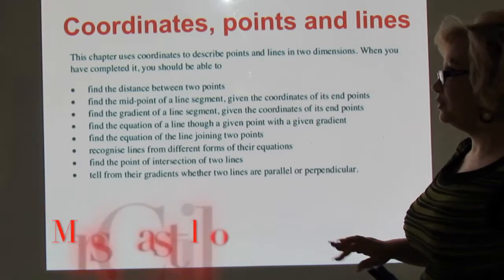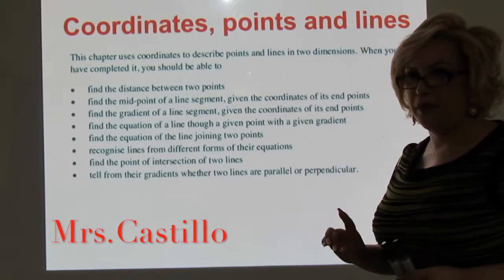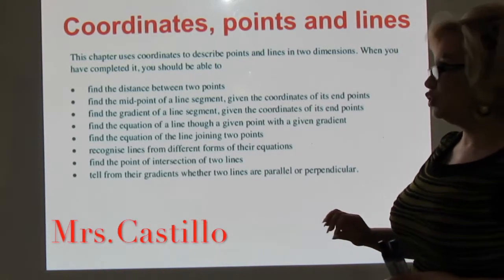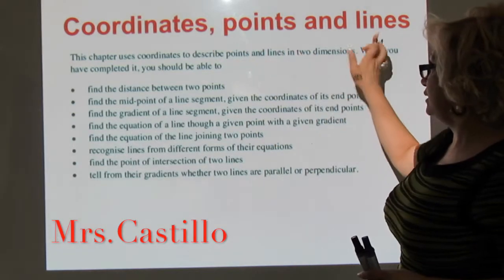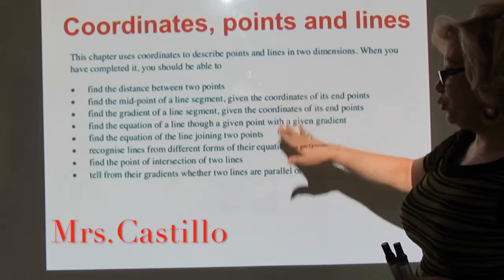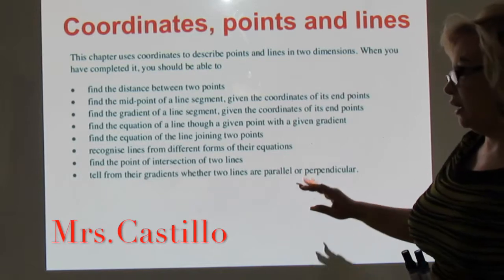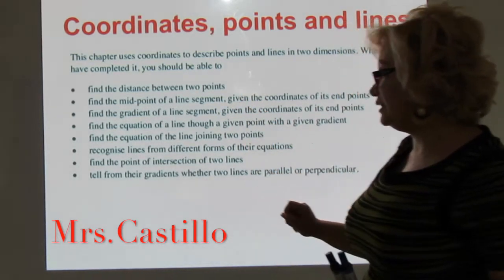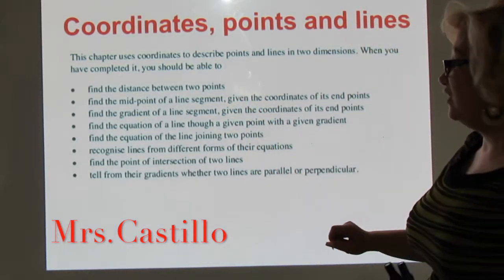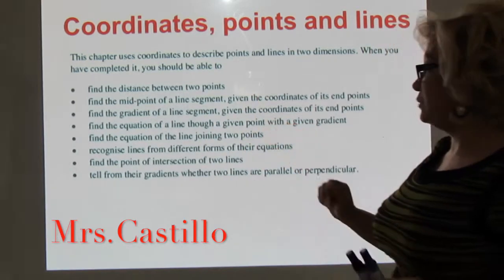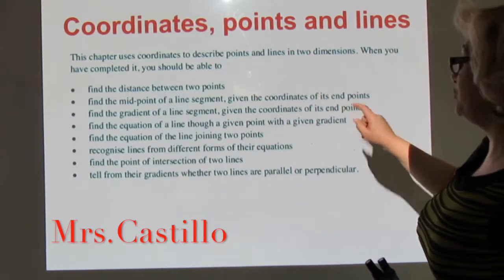Okay, today we're going to be talking about chapter 1, Pure Mathematics 1, which is about coordinate points and lines. In this chapter we have several objectives. For example, the first one, we define the distance between 2 points, find the midpoint of a line segment, given the coordinates of the points.